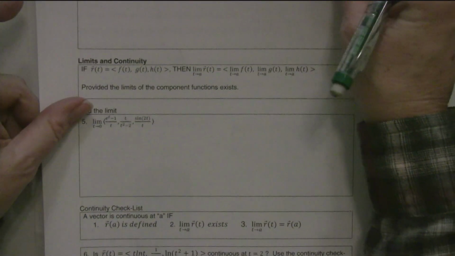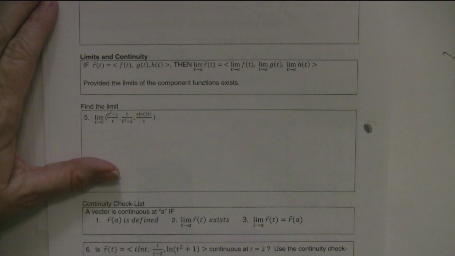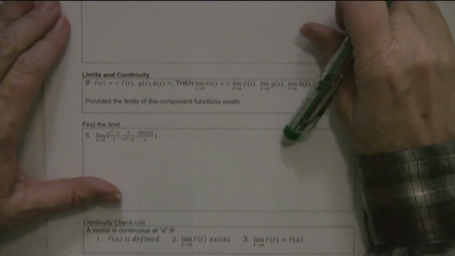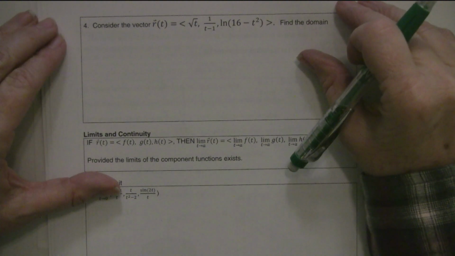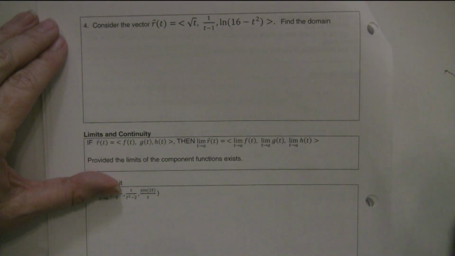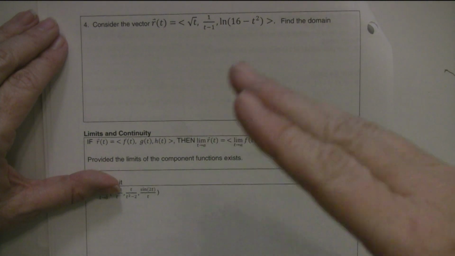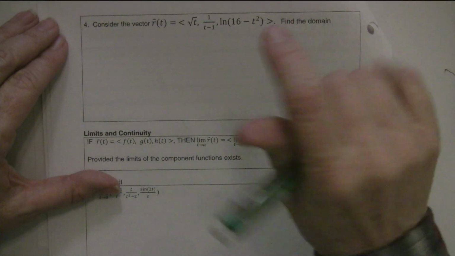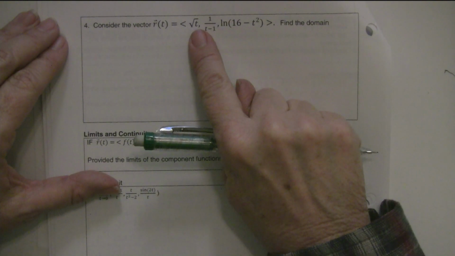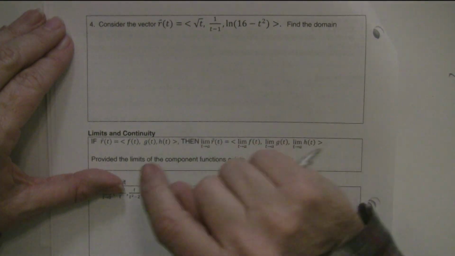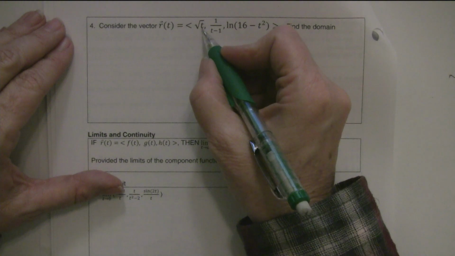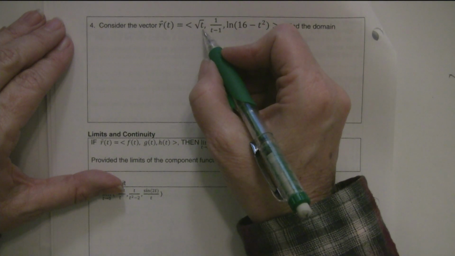Okay. Then consider this vector right here. This is on page 4 of our notes. I got it down so that you can see it. And they ask us to find the domain. They're asking us what are the possible values for t. And we said that t could be all real numbers. Well, except for the square root of t. If you have the square root of t, what does that tell you? t has to be something that you can take the square root of.